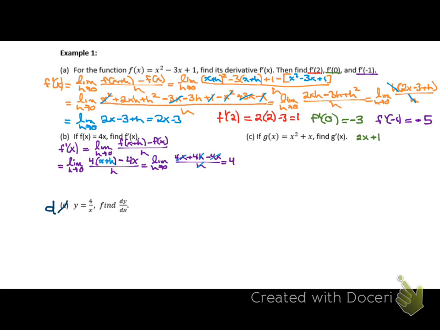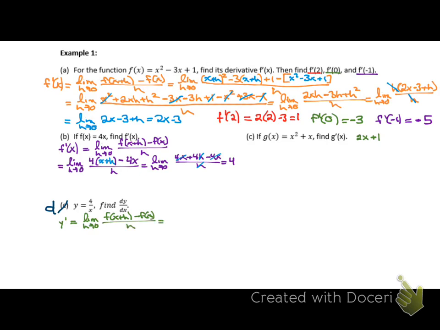Now part D is a fraction, and so it's going to take a little bit more work. It's going to be a little bit more like that problem that I did in section 4, where I used a fraction. So let's go ahead and do part D. We're still finding the derivative, so let's find y prime, and it's the limit as h approaches 0 of f of x plus h minus f of x all over h.